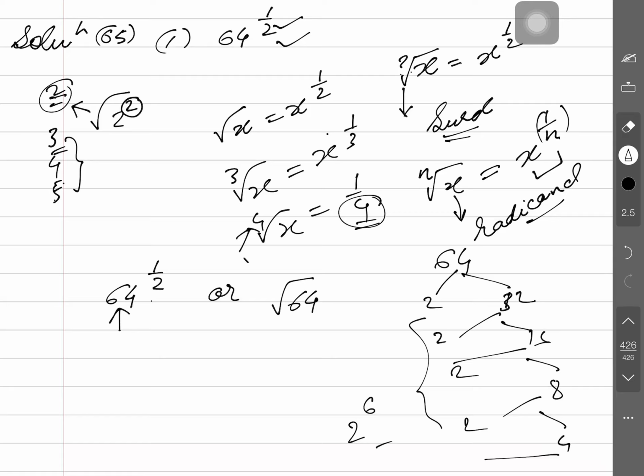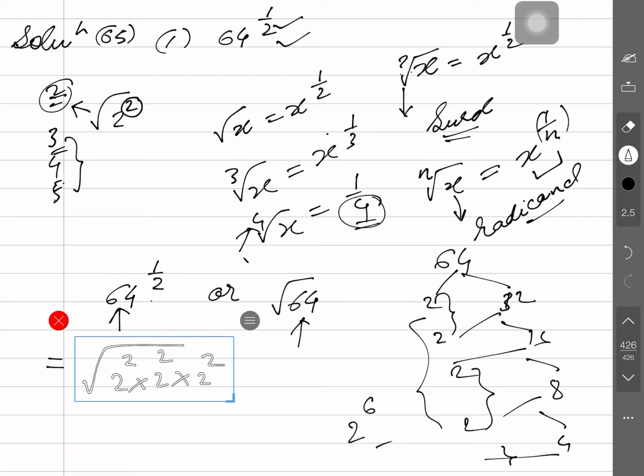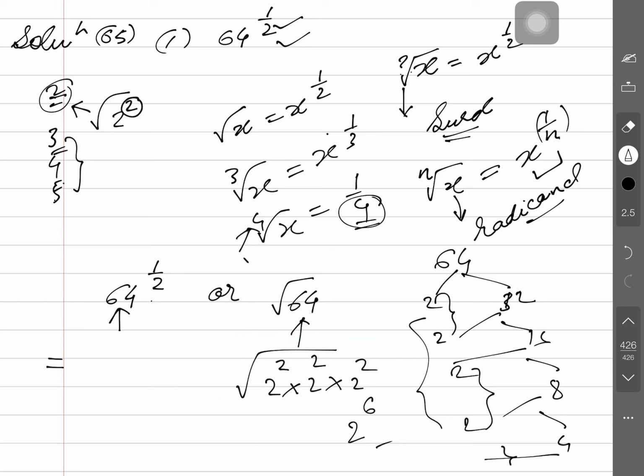But before solving that, I just want to tell you, you have to make the pairing of 2 of each factor, because its index is 2, okay? So 2 together you will take here, 2 together you will take here, again 2. So how can this be written? It can be written as 2 to the power 2, 2 to the power 2, 2 to the power 2. This is the method of solving the question, for 64 whole to the power 1 by 2.